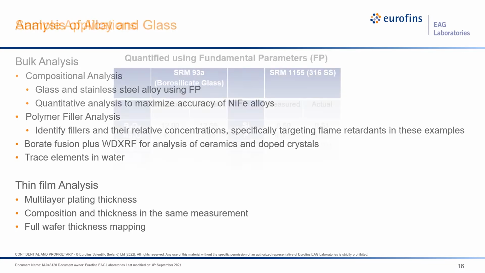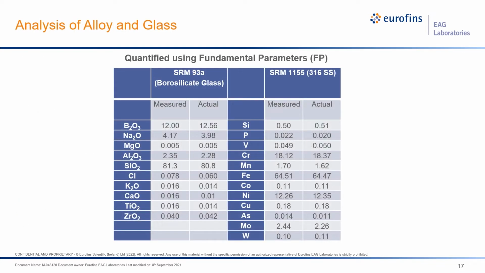The first data set is an example of fundamental parameters quantification of 2 NIST standard reference material samples that we have available in our lab, a glass and a stainless steel. As I said before, this type of compositional analysis is often referred to as semi-quantitative. We can see from the results here that if samples are properly prepared for the analysis, the results can be quite accurate.